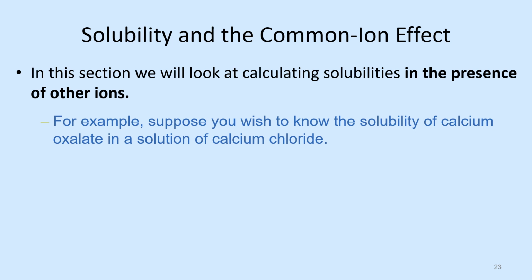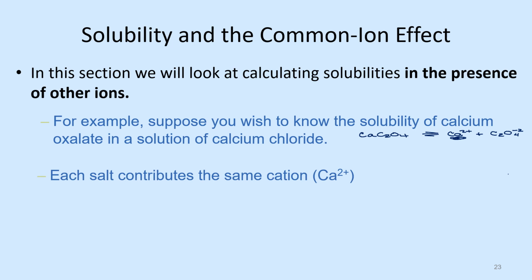Okay, so for example, you want to know what is the solubility of calcium oxalate in a solution of calcium chloride. So let's write that out: calcium oxalate, calcium plus oxalate. That's the solubility we're worried about. But we want to know how much of it will dissolve if we already have calcium around, if there's already some calcium from a different source, from a common ion. So the calcium oxalate will produce some calcium, but the calcium chloride also gives some.